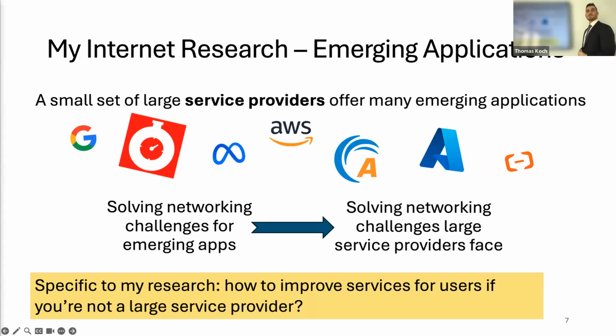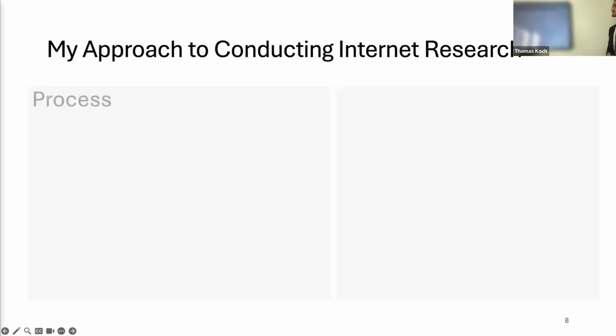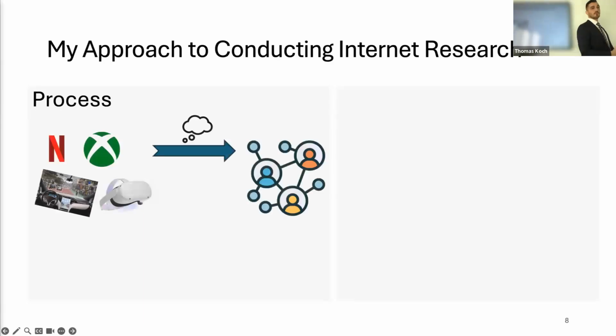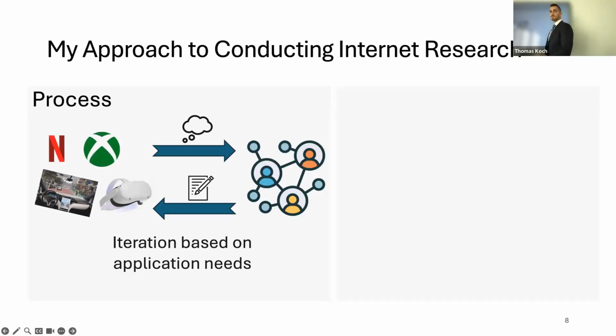Well, to overcome these challenges, I've adopted the following approach to conducting my research. And it starts with this process. And I'll talk about this process more today. But it starts with the applications and asking, what do these applications require of the network? What are their performance and reliability requirements, for example? And then based on those requirements, it goes and informs how you should modify the network. In other words, I iterate on the network based on the application needs.